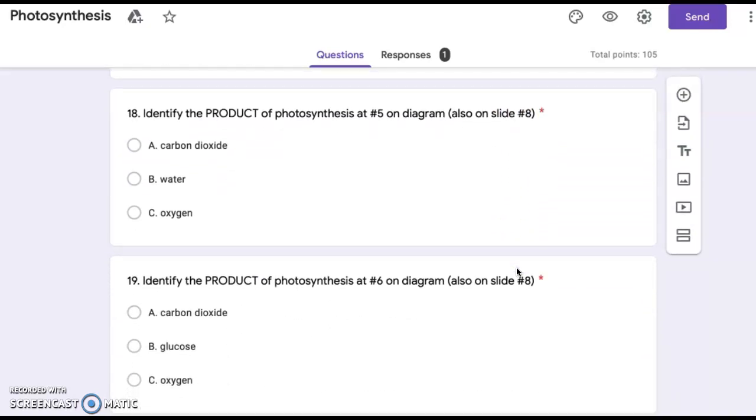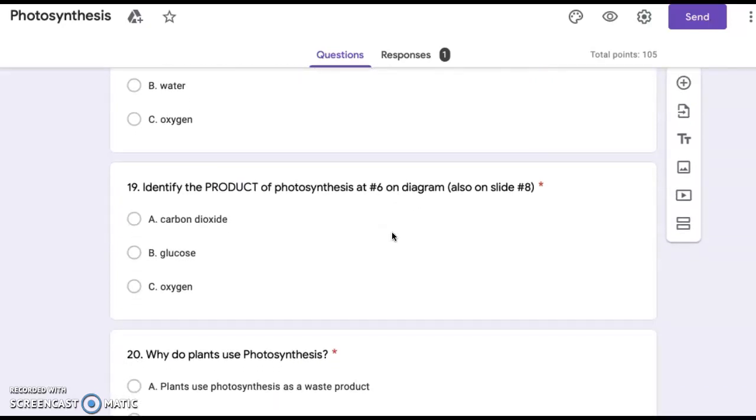Number 18. Identify the product of photosynthesis at number 5 on the diagram, also on slide number 8. A. Carbon dioxide, B. Water, C. Oxygen. Number 19. Identify the product of photosynthesis at number 6 on the diagram, which is also on slide number 8. A. Carbon dioxide, B. Glucose, C. Oxygen.